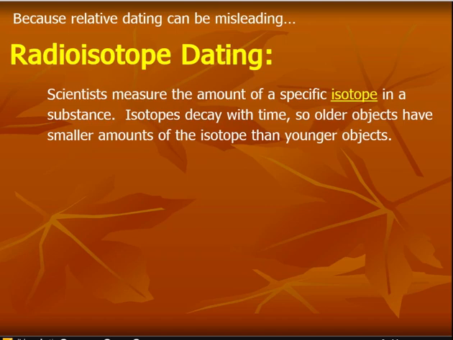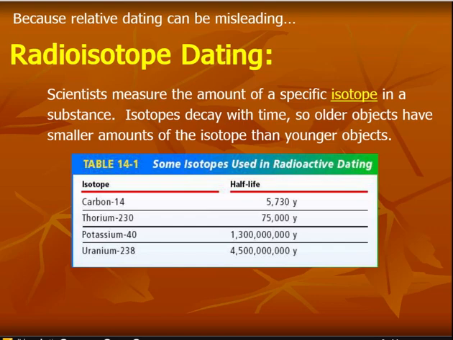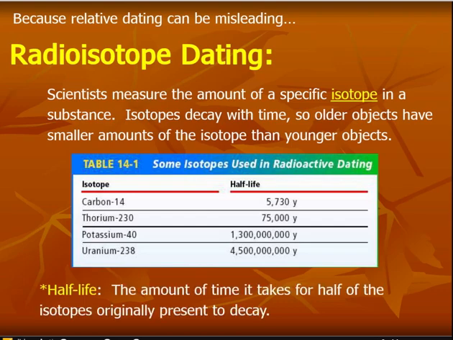Isotopes decay with time. So older objects have smaller amounts of the isotope than younger objects. Because they're able to calculate how much a given organism should have, when they actually look at the fossil itself, it'll be missing some because some of it has decayed. They can tell how long ago that organism lived based on how much it has decayed. The way that they do that is there's something called a half-life. Half-life is the amount of time it takes for half of the isotopes that were originally present to decay.